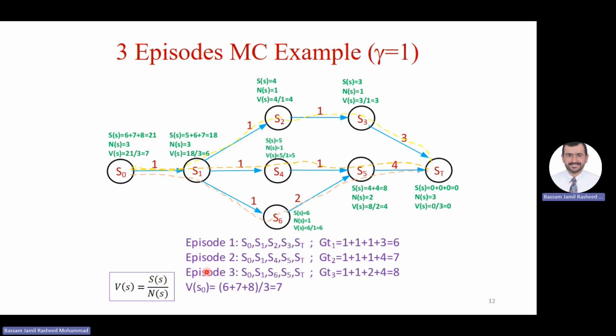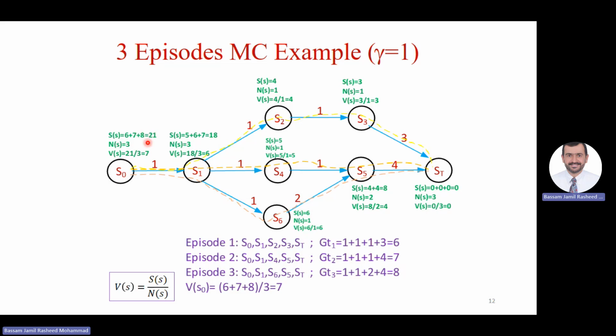Now, for episode 3, we go from S0 to S1 to S6 to S5 to S2 to the terminal state. Again, S5 has accumulated another additional reward of 4, which is this one here. And S6 has a reward of 2 plus 4, that is 6. And S1 has a reward of 1, 2, and 4, that is reward of 7. And S0 has accumulated a reward of 1, 1, 2, and 4, that's a reward of 8.